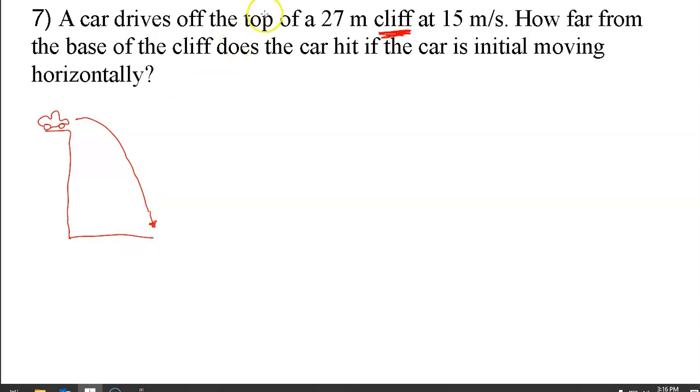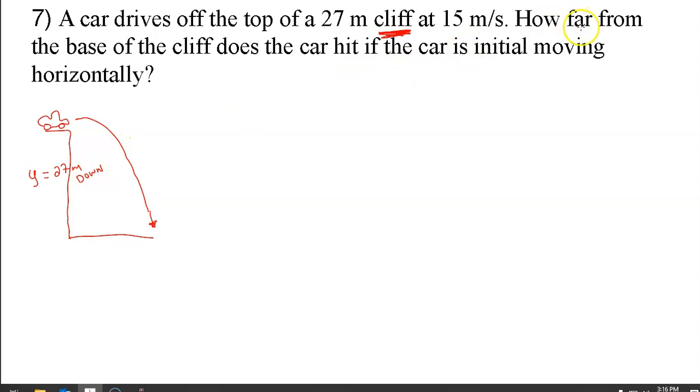A car drives off the top of a 27-meter high cliff. So I'm going to come in here and say the height of that cliff, let's say y equals 27 meters. To be explicit here, notice that the car starts at the top and falls down to the bottom. So I'm going to put 27 meters down right there.